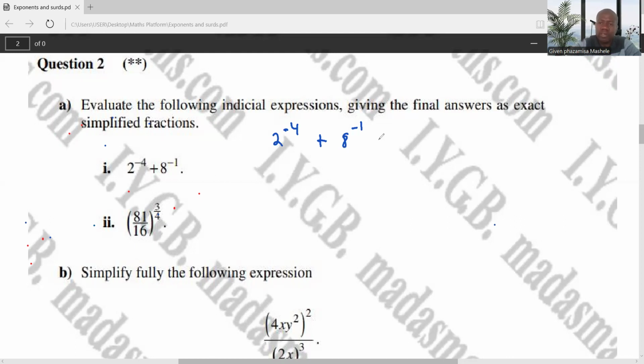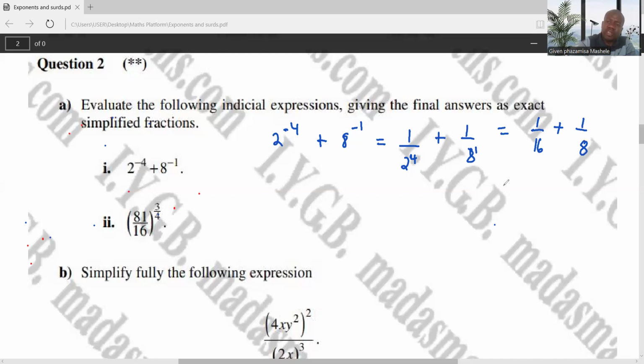We can change everything to have a positive exponent. This is the same as 1 divided by 2 to the power 4 plus 1 divided by 8. And this becomes 1 over 16, because 2 to the power 4 is 16. 1 over 16, then plus 1 over 8.